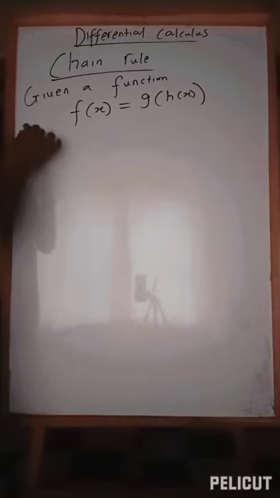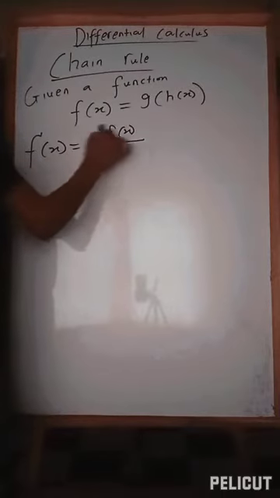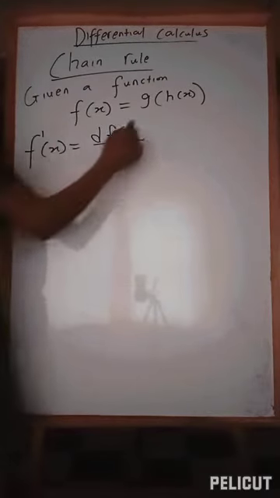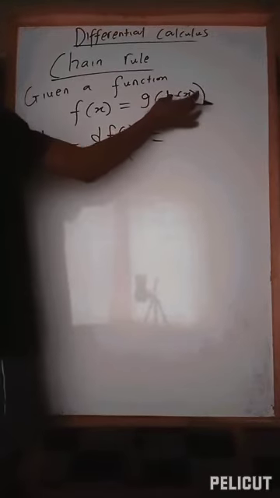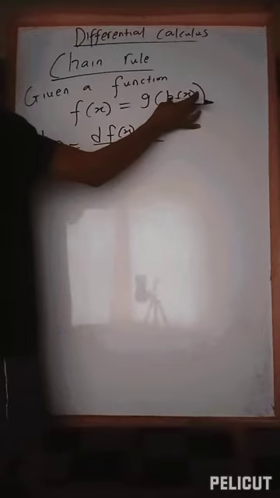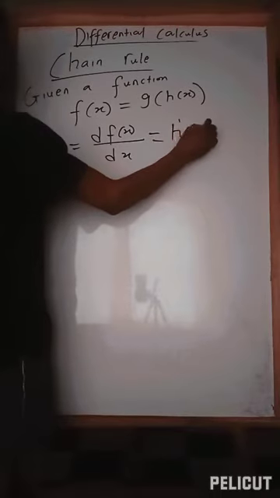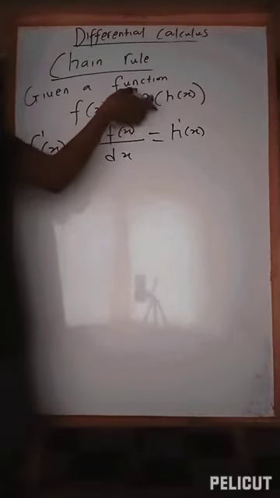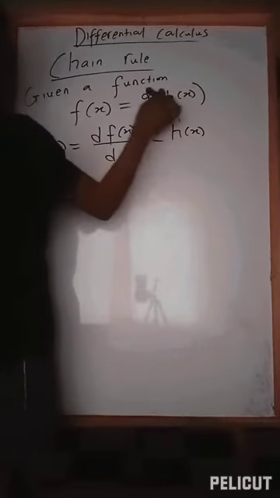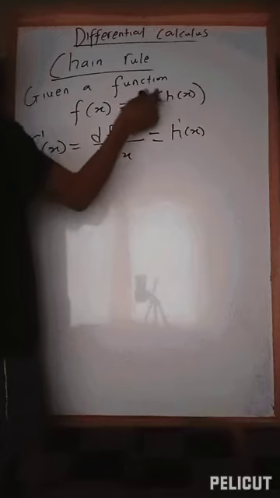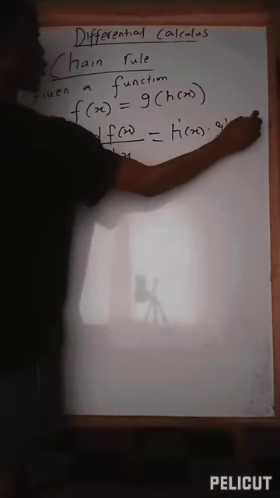To differentiate this, f prime of x is given by df of x dx, and that is actually the same thing as... Now, the best way to use chain rule is this: differentiate what is inside that function first. So that's going to be h prime of x. Now differentiate the other function placed outside, which is g of h of x. So you multiply this by g prime of h of x.